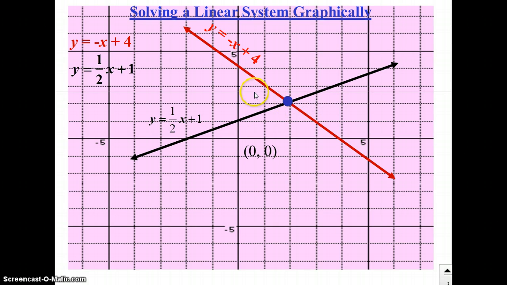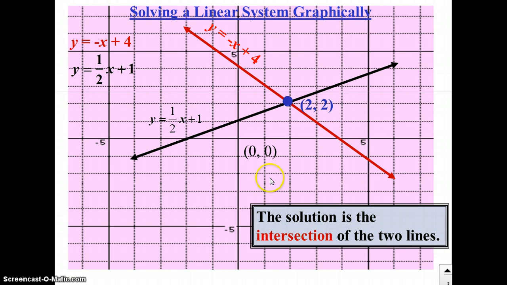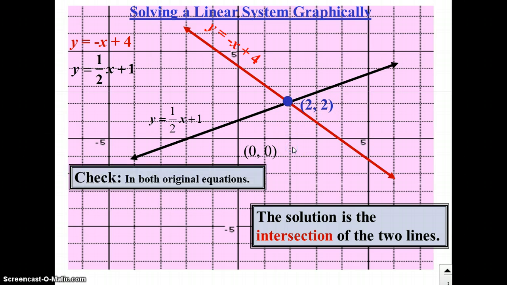The point of intersection is a solution to this system. So the solution is the intersection of the two lines. These two lines intersect at the point (2, 2). I want to now check in both the original equations to make sure this point satisfies. So go ahead, stop the recording and check in the two original equations back on the first page and make sure that point (2, 2) satisfies both those equations.